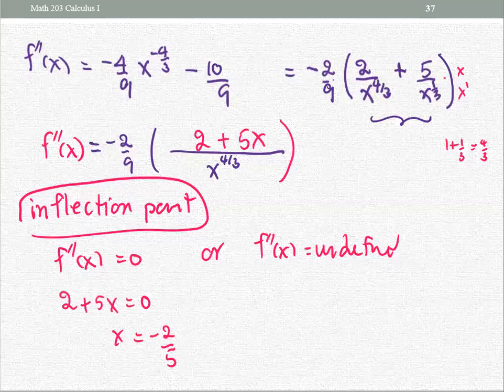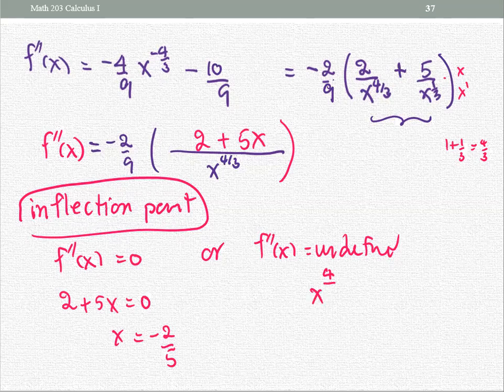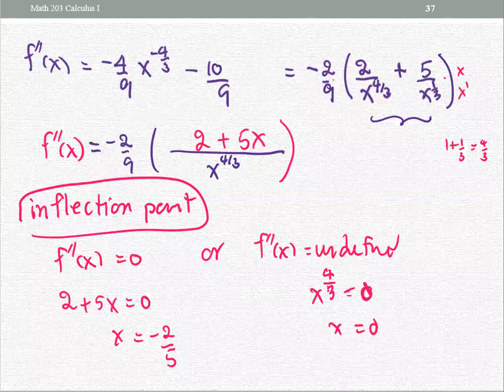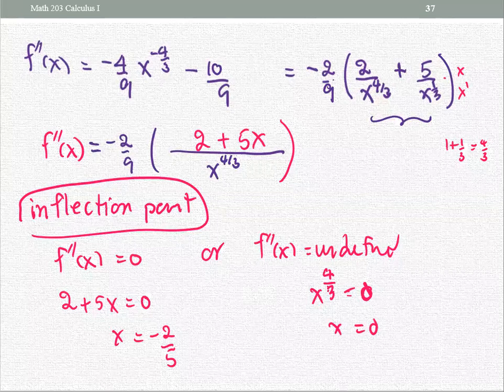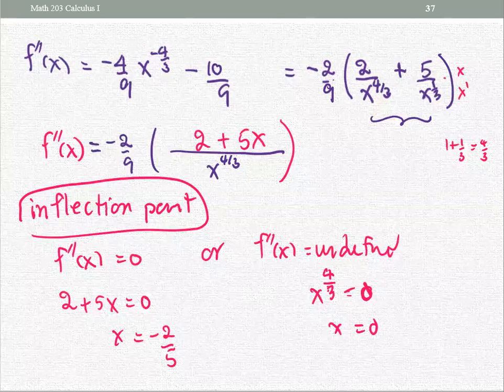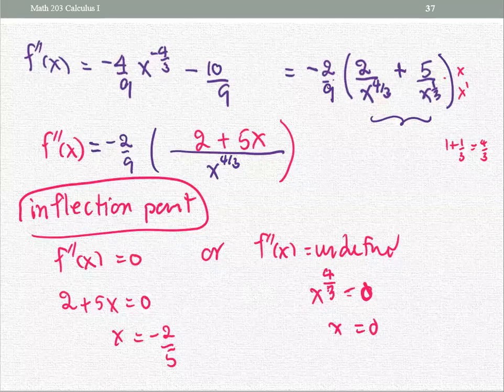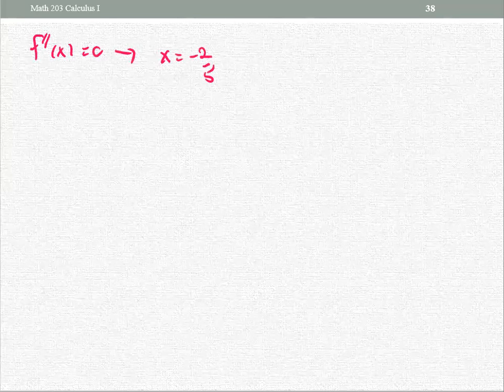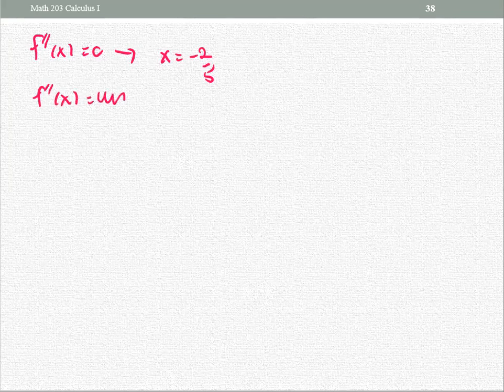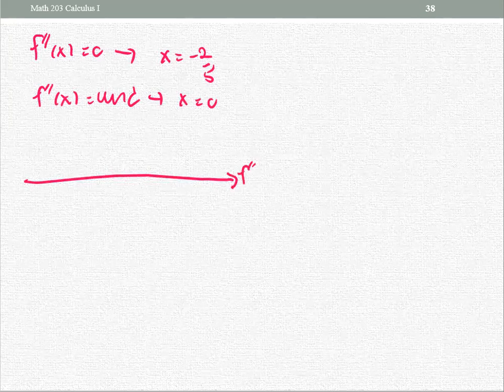And then for the undefined, it's going to be the case that the denominator is 0, or x equals 0. So two possible inflection points. From these two possible points, now we're going to use the real number line again to identify the intervals of increase and decrease. So f double prime 0, we get x equals negative 2 over 5. F double prime undefined, we get x equals 0. So real number line for the f double prime.